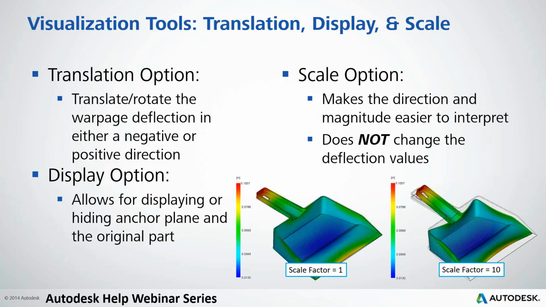Now looking at the other options within the visualization tools, the translation option, this is there to either translate or rotate the warpage in a negative or positive direction. Really not too many people see a use or see a need to use this option. However, it's there if you need to. And then the display option essentially allows you to turn on and off, say, that shadow of the original part, or else turn on or off the visibility of the anchor plane.